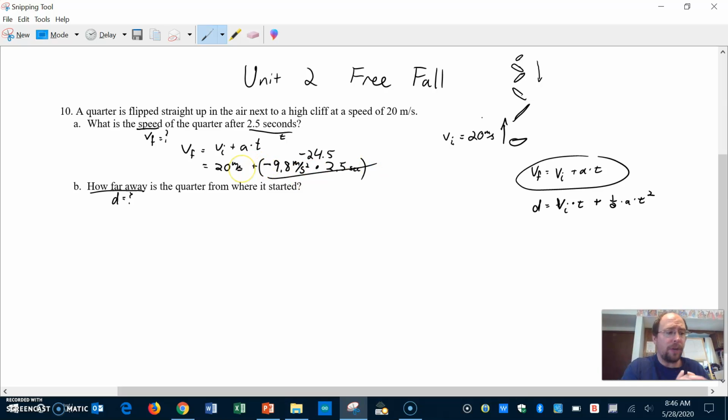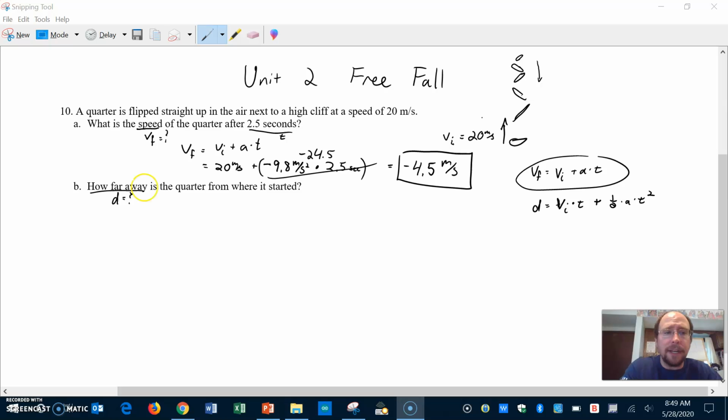And now I add 20. When I do that, I get this for my answer, negative 4.5. This is our final speed, but you have to have a unit here, and it's the speed that we solved for, so it's meters per second. And our answer is negative, which means that it's going down after 2.5 seconds. There are points when it might be positive, and it would be going back up. So that's where we get our answer, negative 4.5 meters per second.